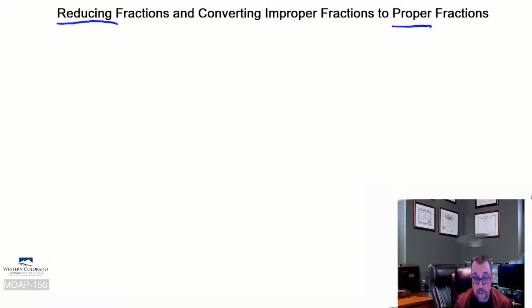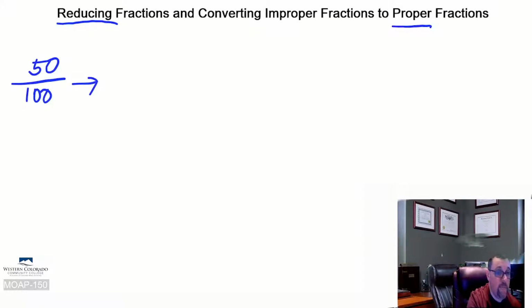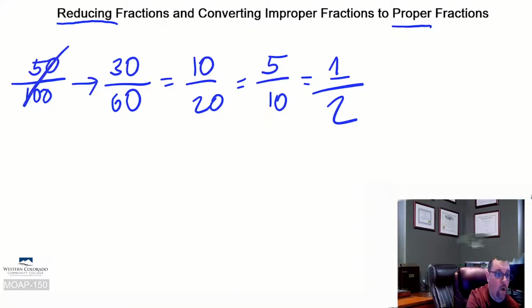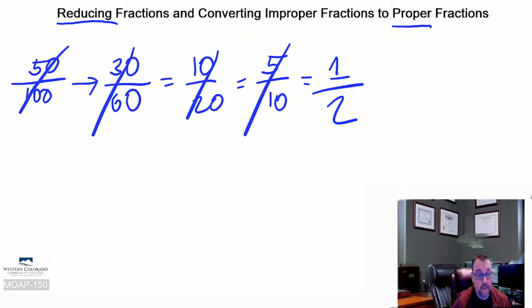Reducing a fraction simply means that you have put it in its lowest possible terms, or it is reduced to a state in which it could no longer be converted to an easier or smaller number. So reducing a fraction means that 50 over 100 is the same as 30 over 60, which is the same as 10 over 20, which is the same as 5 over 10, which is the same as 1 over 2. All of those would be incorrect because they simply leave us with much larger numbers than we need.